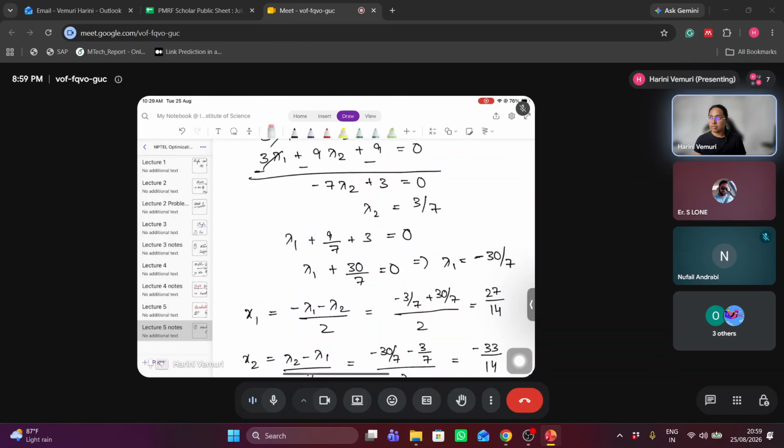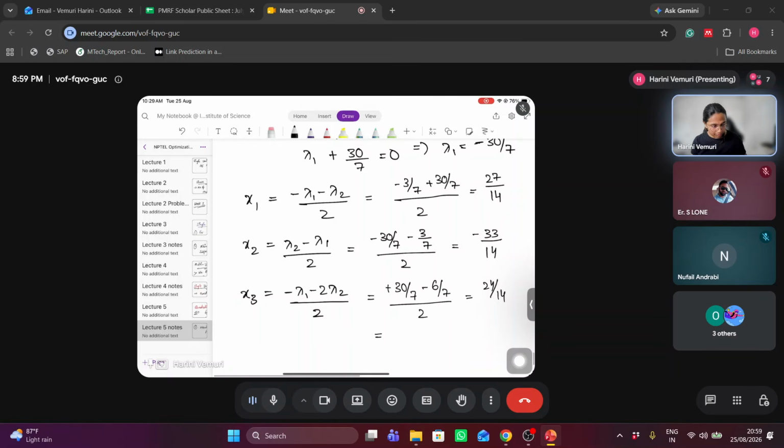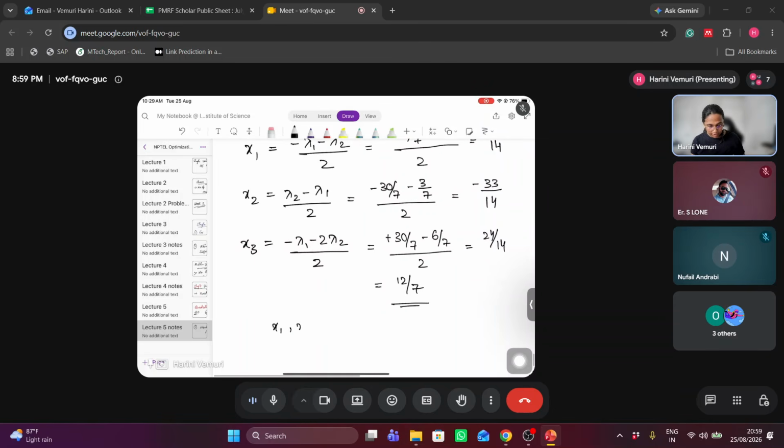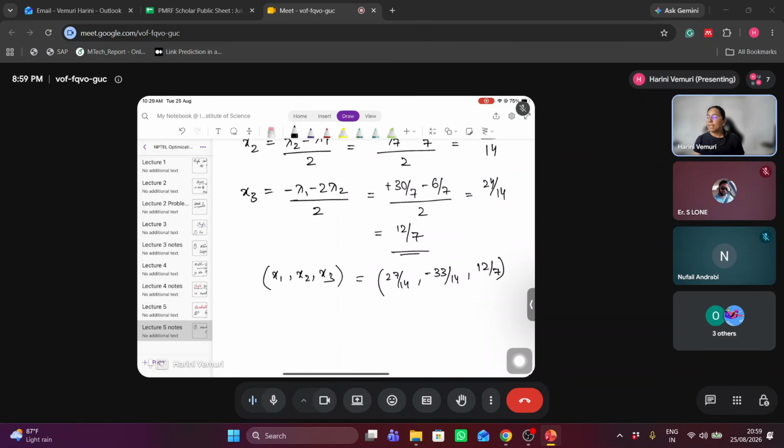Lambda 1 is minus 30 by 7, right? 30 by 7 minus 6 by 7 by 2, 24 by 14. That is divide to 12 by 7. Okay. So at this point, x1 comma x2 comma x3 equal to 27 by 14, minus 33 by 14, and 12 by 7. We have an optimum value.